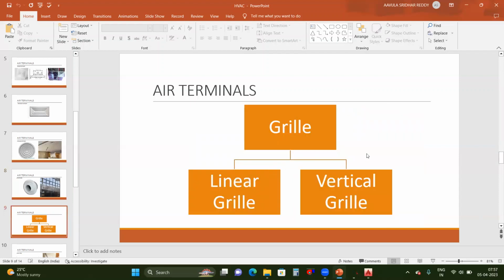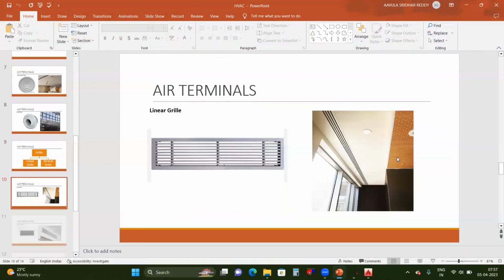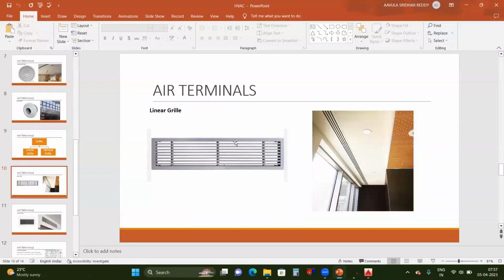And next is air terminals. In air terminals, we have grills. Grills have two types: one is the linear grill and one is the vertical grill. So we'll see what the linear grill is. So this is the linear grill.